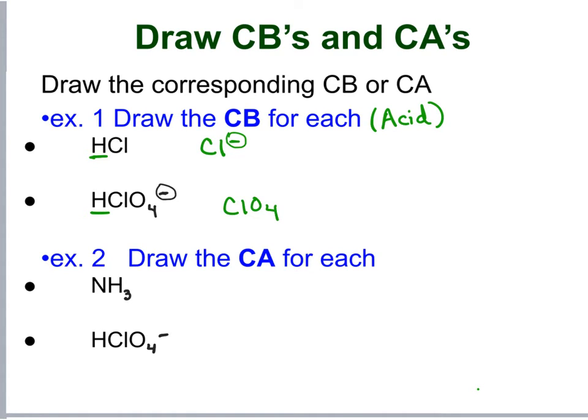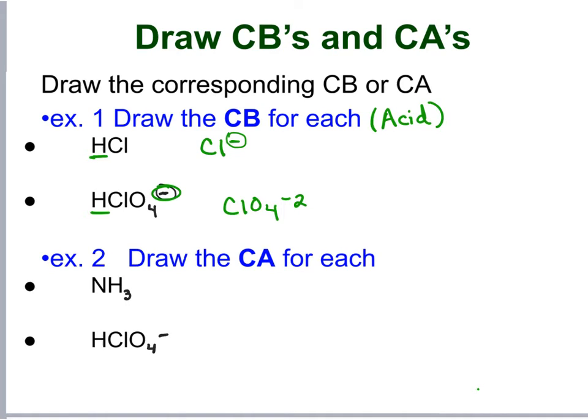So we'll have ClO4, and then we need to change the charge. Now we said whenever an acid loses a proton, it becomes more negative. It's already negative, so we're going to have to make it one more negative. So basically it's going to be a -2 charge instead of a -1 charge. And that's going to be the conjugate base of that acid. So hopefully that makes sense so far.